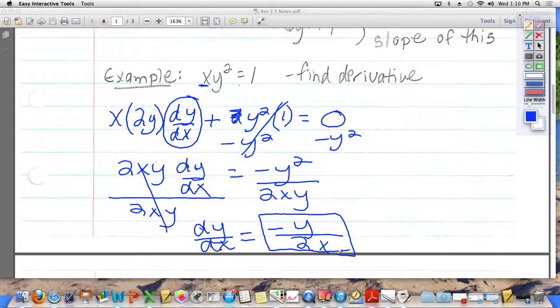I have one more example to show you with one extra step at the end. It's not a hard step.